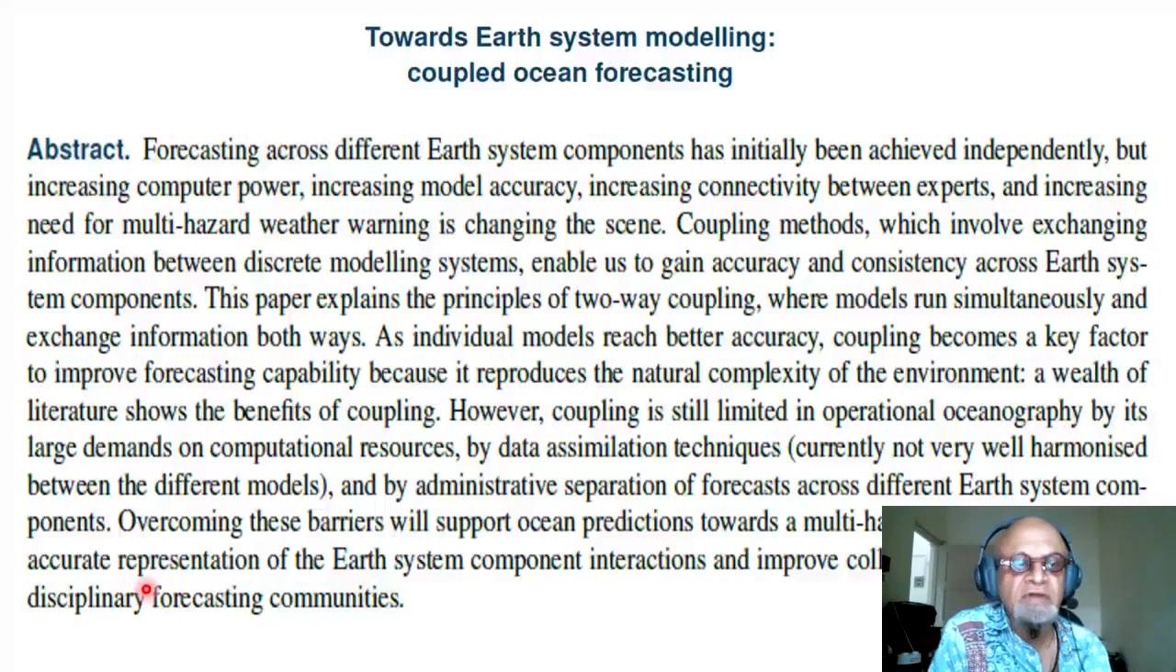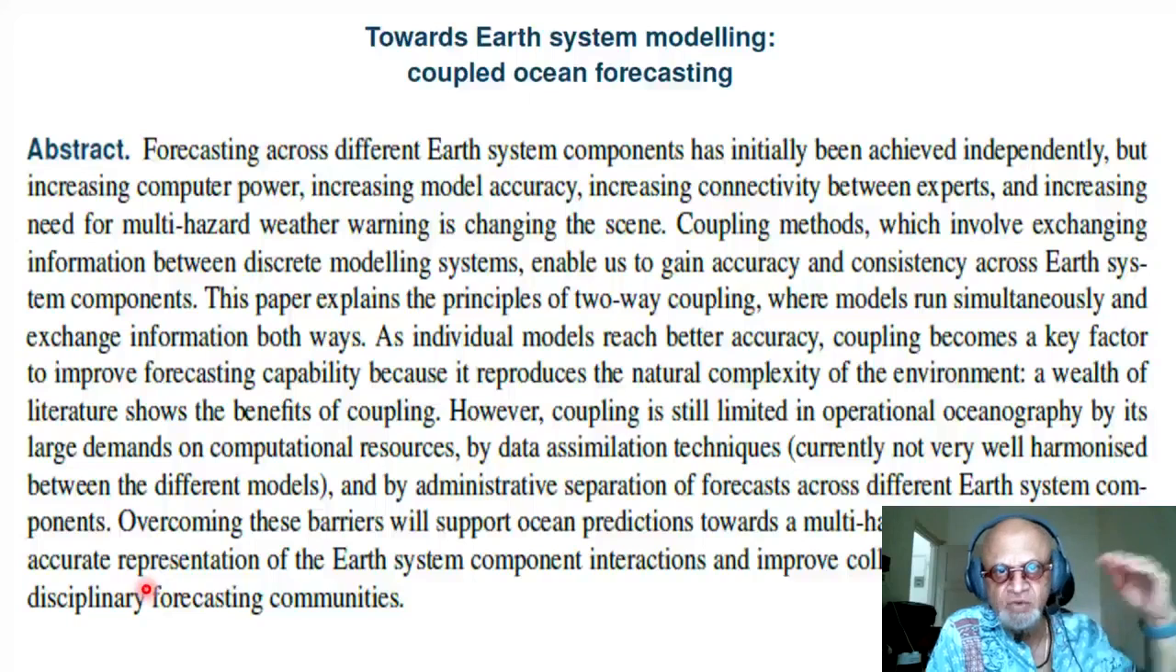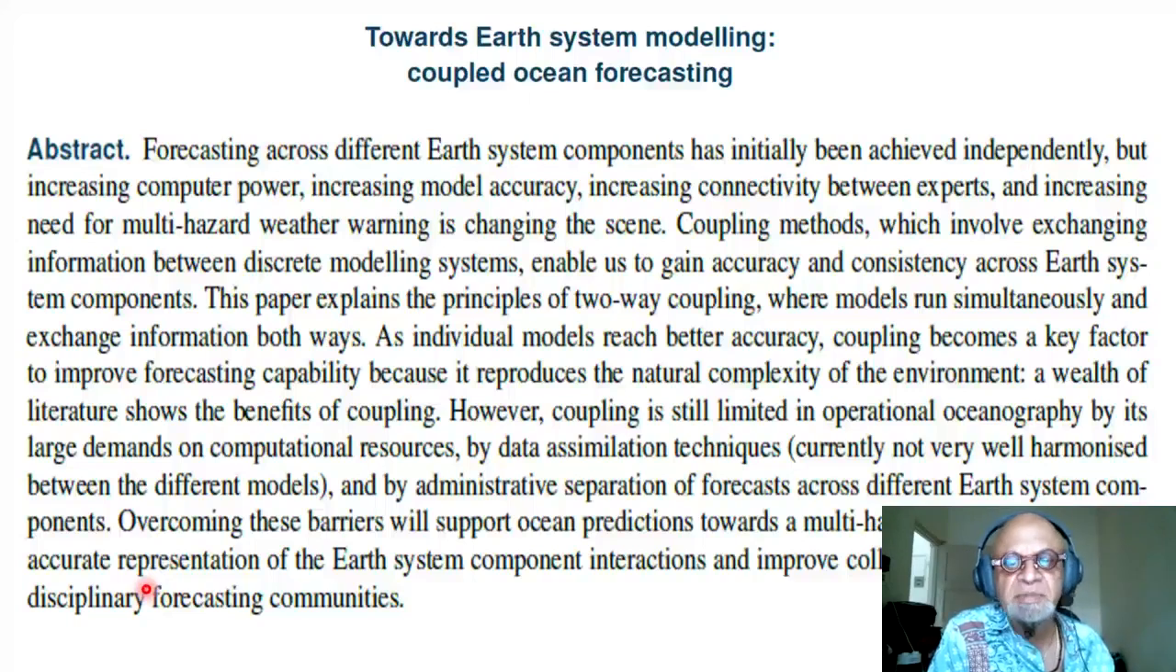Coupling methods which involve exchanging information between discrete modeling systems like the ocean, land, and atmosphere enable us to gain accuracy and consistency across Earth system components, which may include things like river runoff and the impacts on ocean mixing, ocean heat budget, etc., as well as impact to the atmosphere, convection, moving Earth, storm systems, etc. This paper explains the principles of two-way coupling, where models can run simultaneously and exchange information both ways.